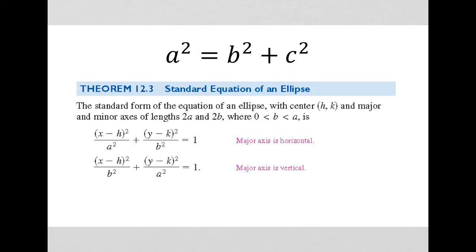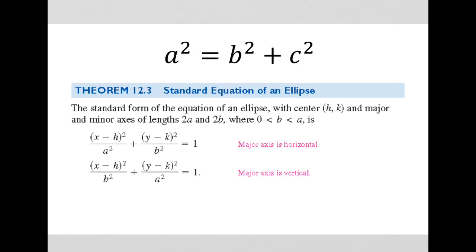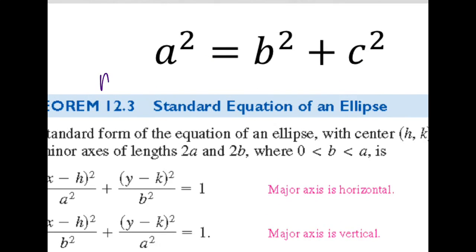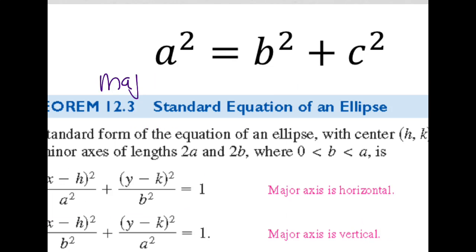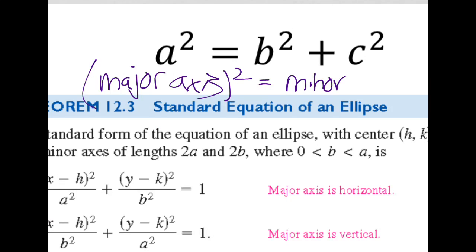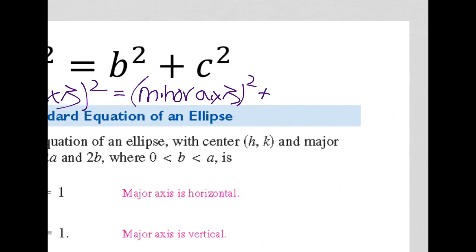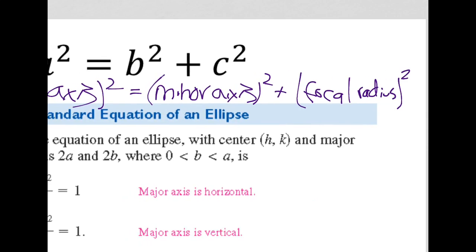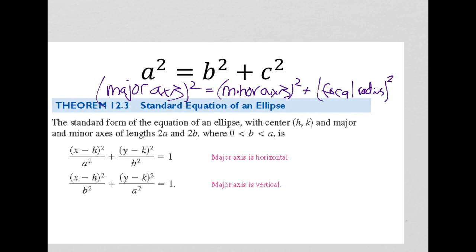Looks very similar to the Pythagorean theorem, but it is not. So let's think of what this is saying. This is saying that the major axis squared equals the minor axis squared plus the focal length squared. I guess some people call it the focal radius. But anyways, we have that major axis squared equals the minor axis squared plus the focal radius squared. A squared equals B squared plus C squared.